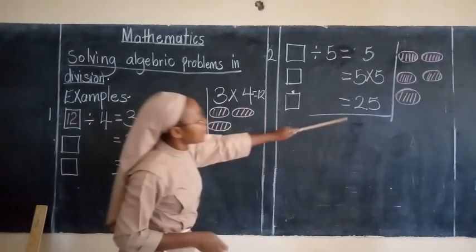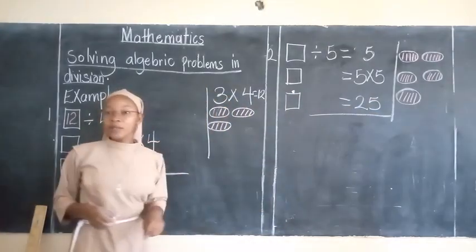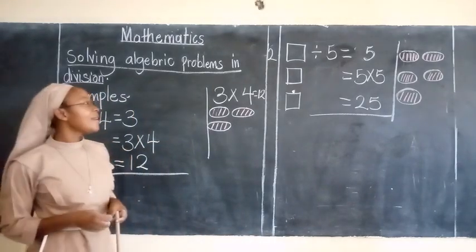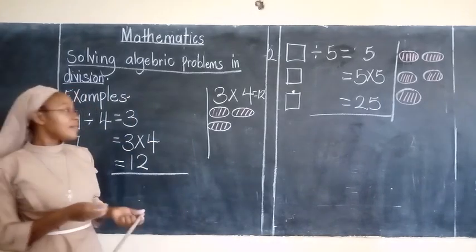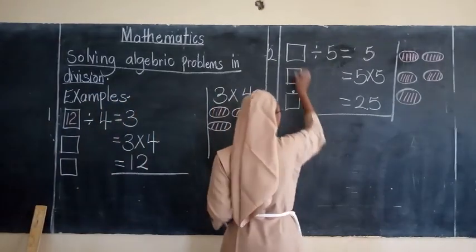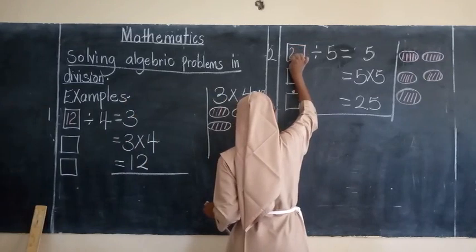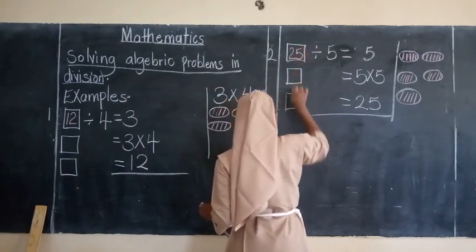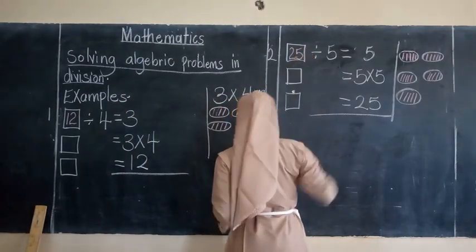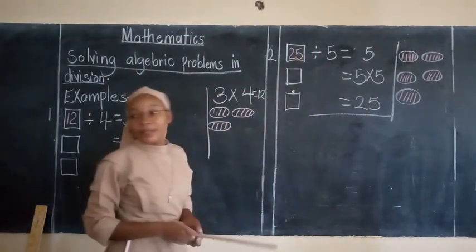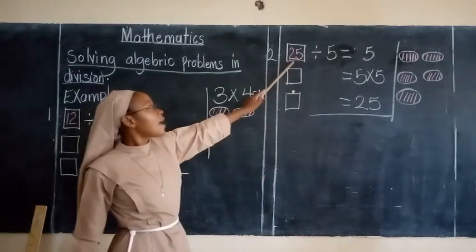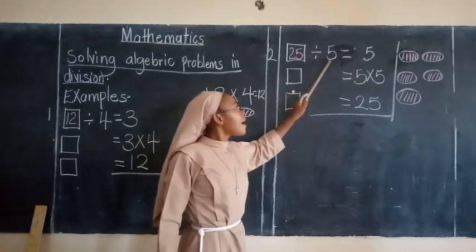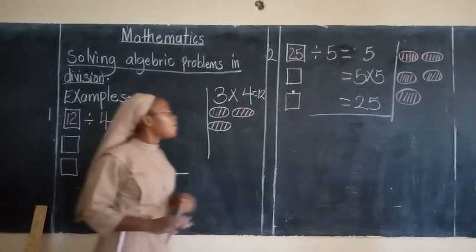So after writing this 25 here, I want Barbara to tell us what is missing. Barbara has said we fill in the missing number. And where do we put the missing number? Here in the first box, not down here or here, but in the first box. How do we read this, Joy? Joy, read for us. Good, shall say 25 divided by 5 is equal to 5.